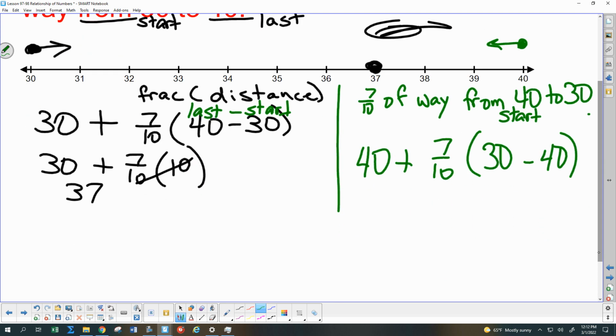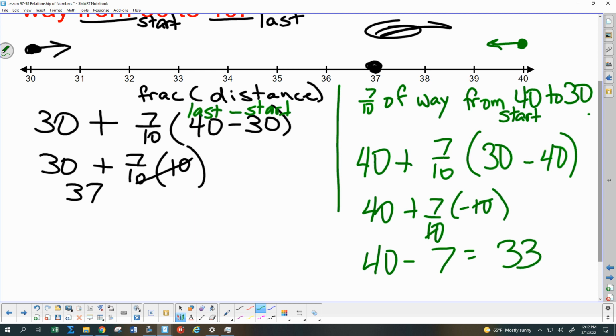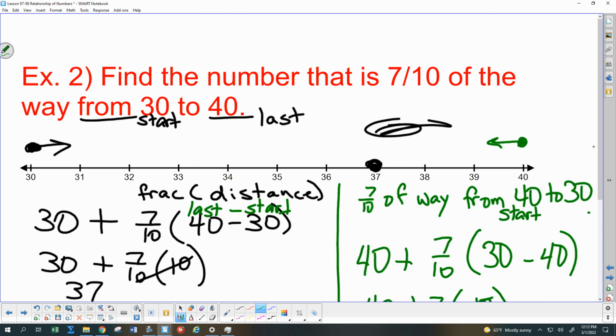30 minus 40 is negative 10. 40 plus 7/10 times negative 10 gives us 40 minus 7, or 33. And does that make sense when you think about the number line? If you start at 40 and go to 33, does that look like you've gone 7/10 of the way towards 30? Is anybody with a question then?